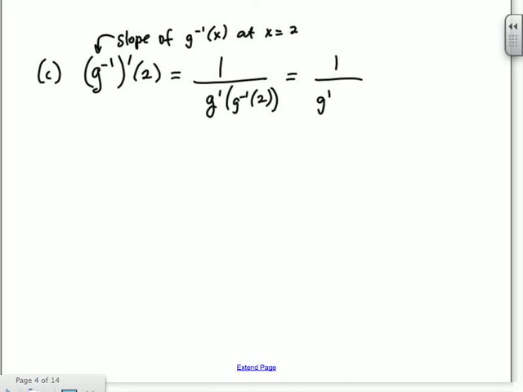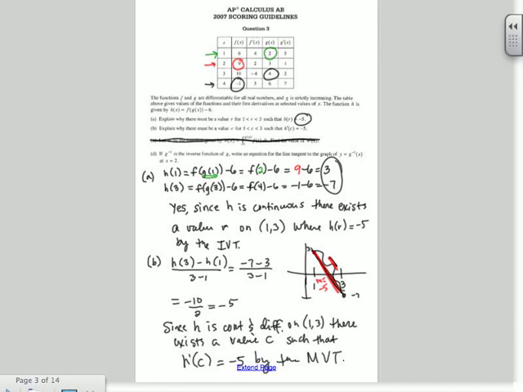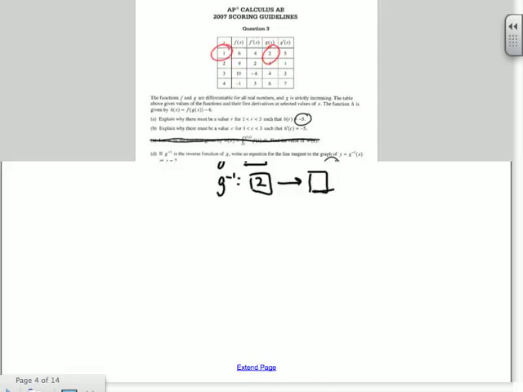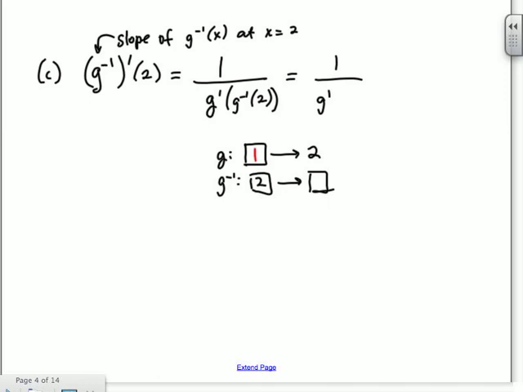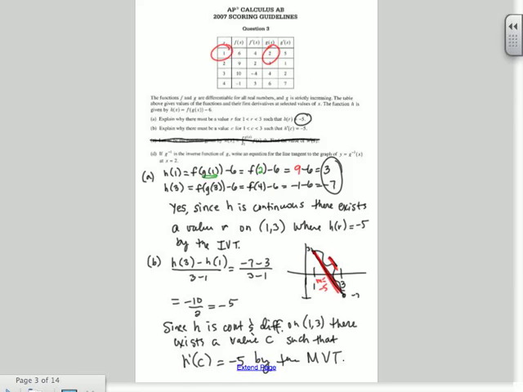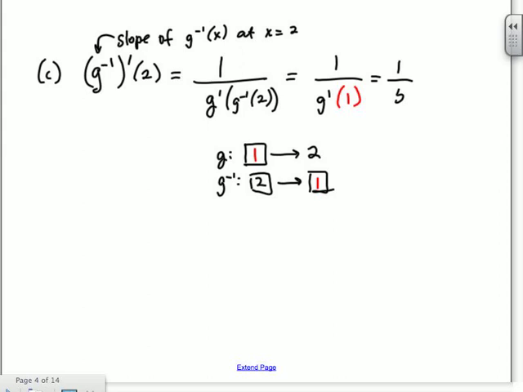So what does that mean? When we have g, we want to plug in an x value and get 2 out. So go back to your original graph. We want to find when we get 2 out in the g function. We get 2 out when x equals 1. So when I plug in 1, we get 2, and when I plug in 2 into the inverse, I get 1. So I have 1 over g prime of 1. Go back to your original, and g prime of 1 is 5. So your slope is 1/5, and it's at x equals 2.